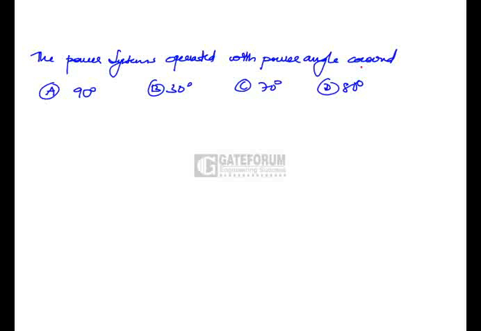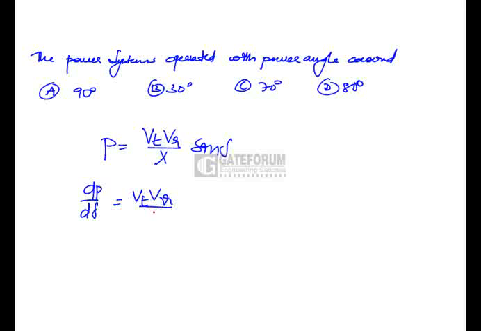Systems operated with power angle around... In a power system, there are two types of power important to know for the power angle. P is the power transferred in the transmission line, generally given as Vt into Vr by X into sine delta. This is the power. What is the synchronizing power coefficient? dP by d delta is equal to Vt into Vr by X into cos delta.